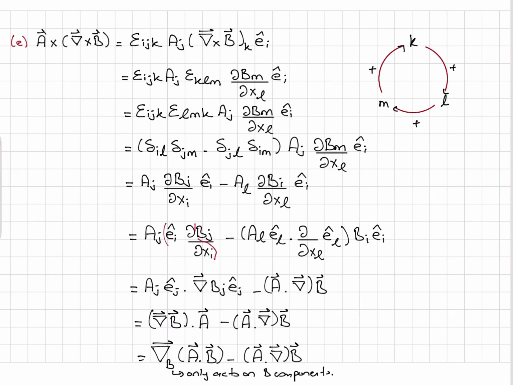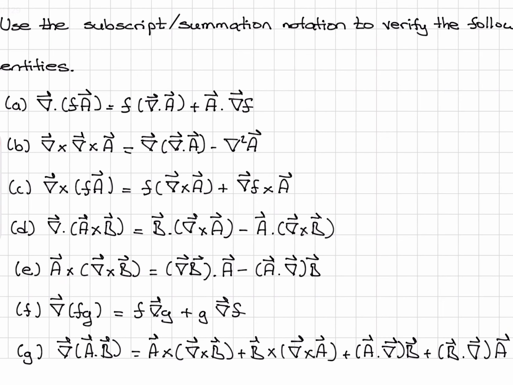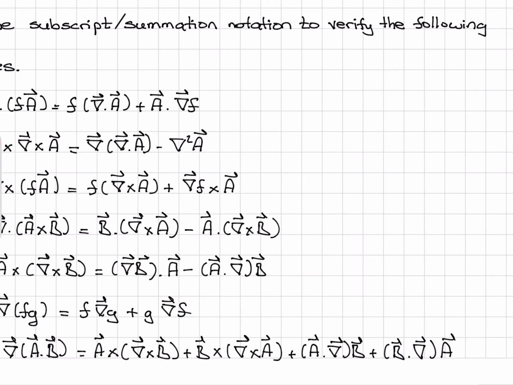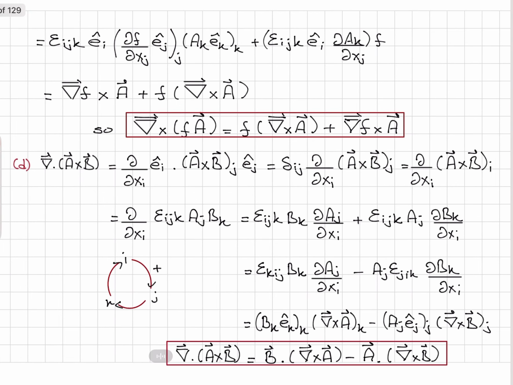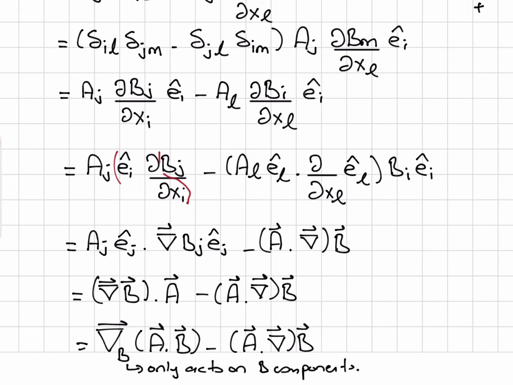So going back to the identity we were supposed to prove, A cross curl B is the gradient operator acting on B, dot product with A, minus A dot gradient B. So this is a vector, and this is also a vector. And you can see that this gradient operator acting on B, there's another way to say this. It's basically the gradient operator with respect to components of B acting on A dot B. And the second term is minus A dot gradient operator acting on B.